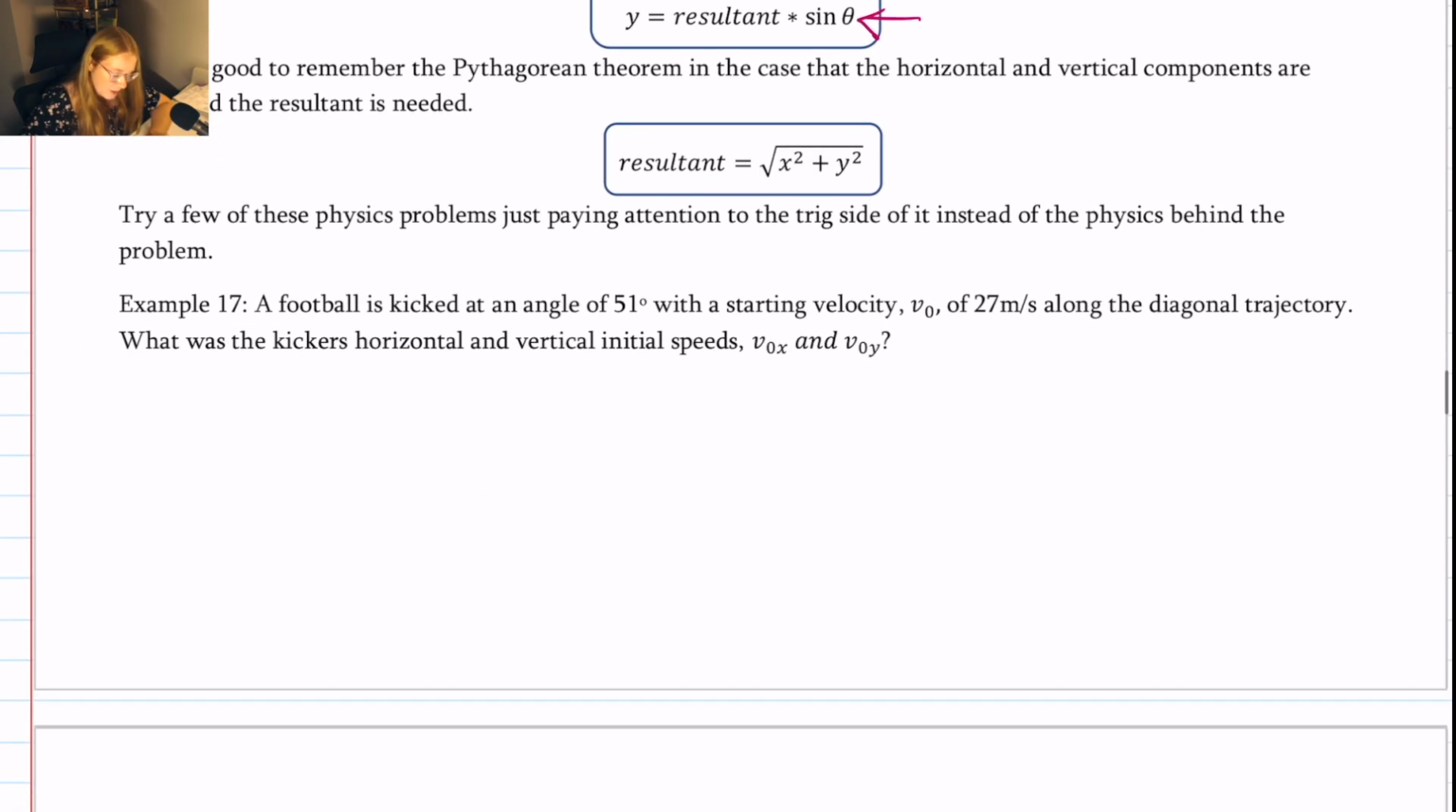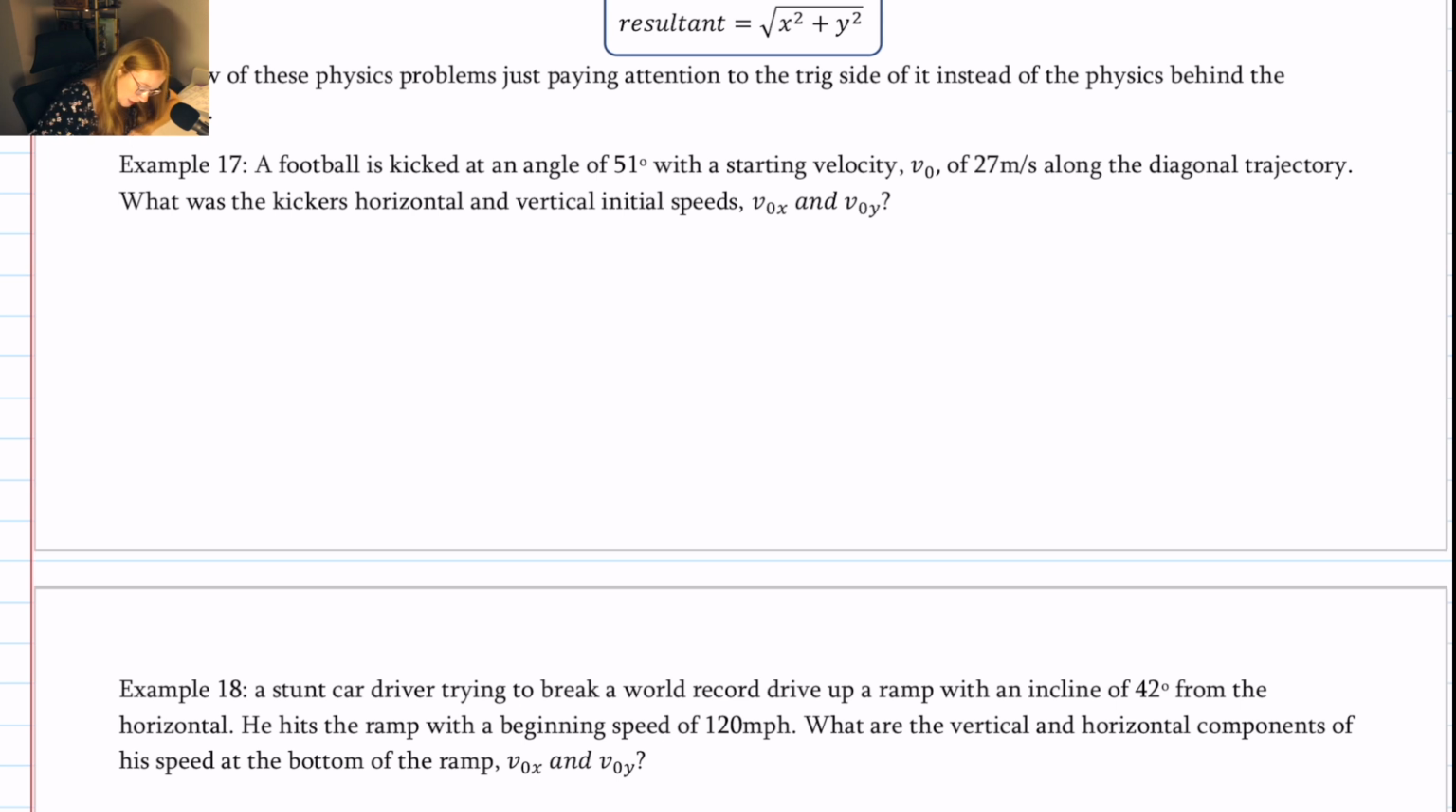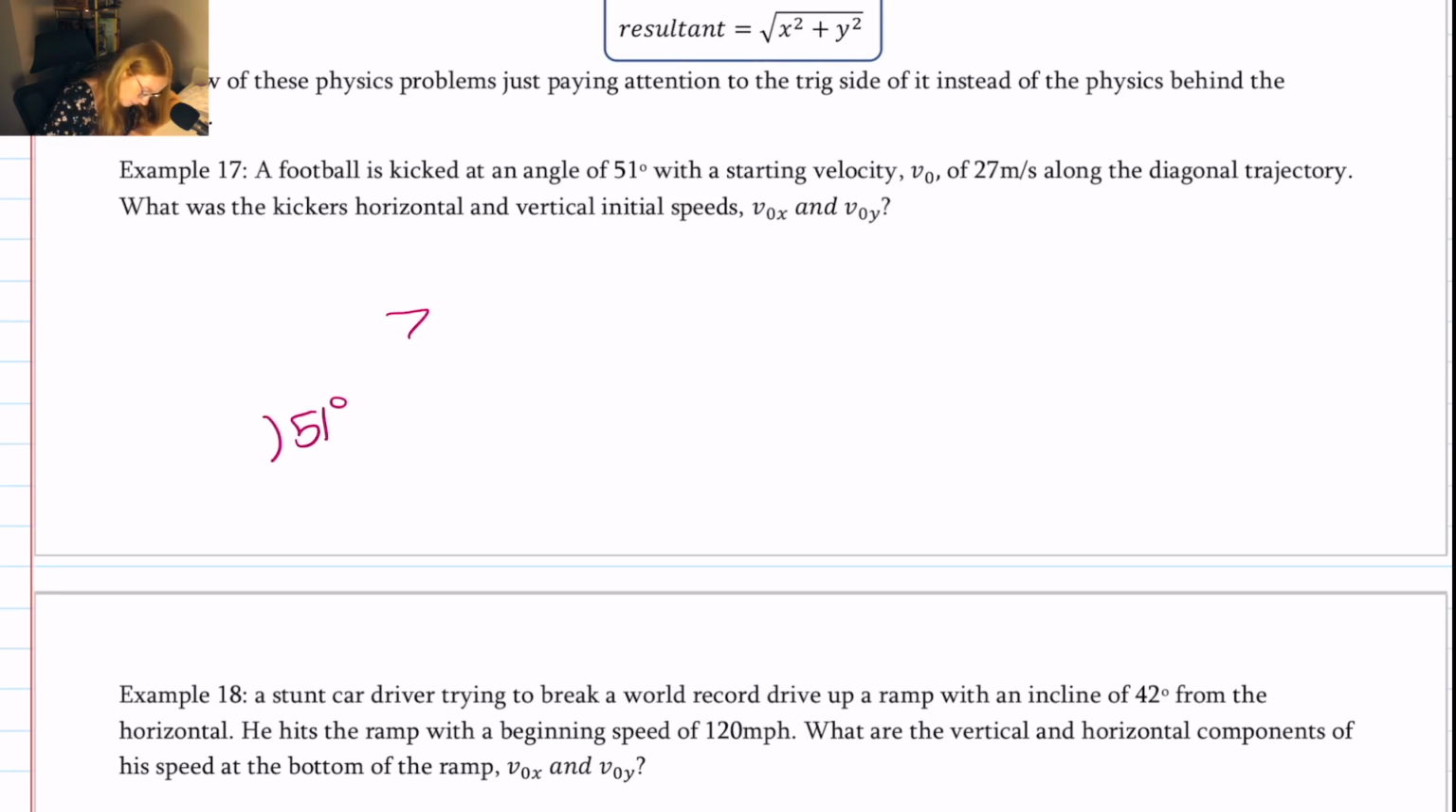So let's try a few physics problems, which we're not going to focus on the physics. We're just going to focus on the angles. So a football is kicked at an angle of 51 degrees from the ground, the starting velocity is 27. Then it says, what was the kicker's horizontal and vertical initial speed? So we're looking at x and y again.